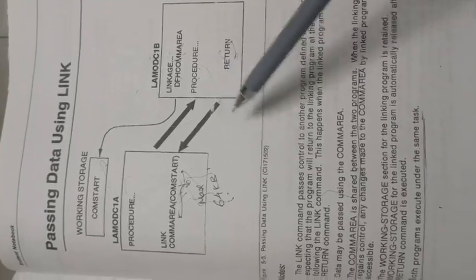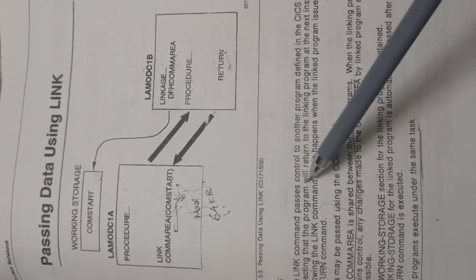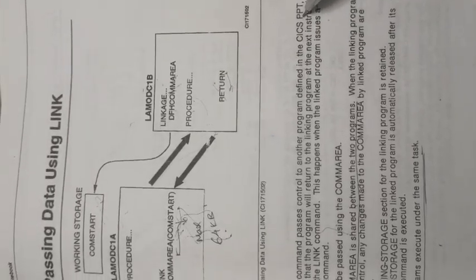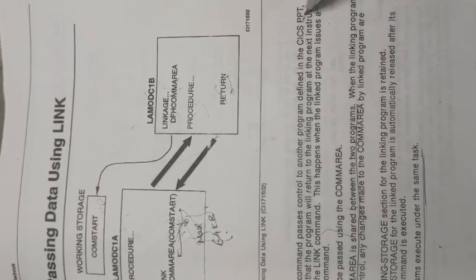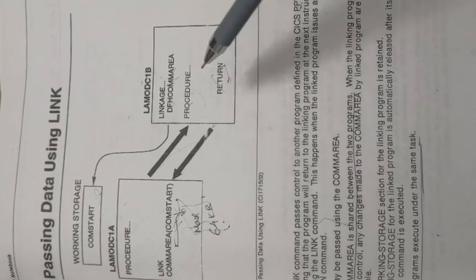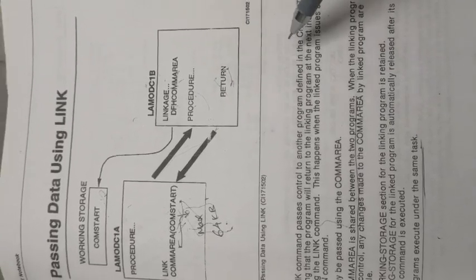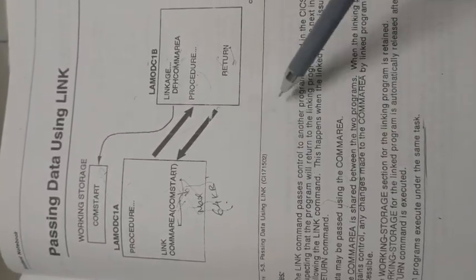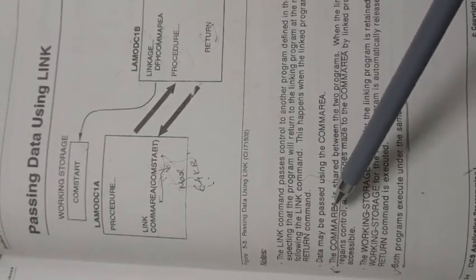Let us see the description of the picture explained here. The LINK command passes control to another program defined in the CICS PPT. PPT is nothing but the program processing table. Whatever the main program and all programs, they should be defined in the PPT. Only the programs defined in the PPT table can be used with the LINK command to pass the data.